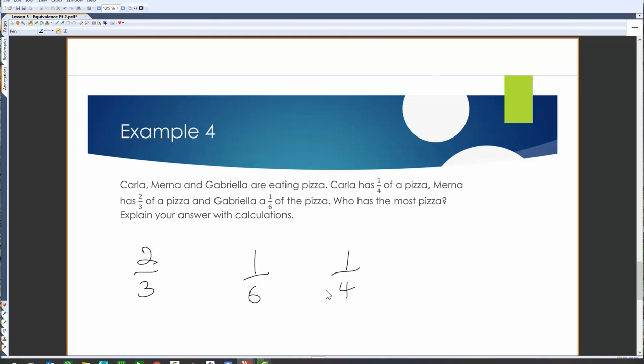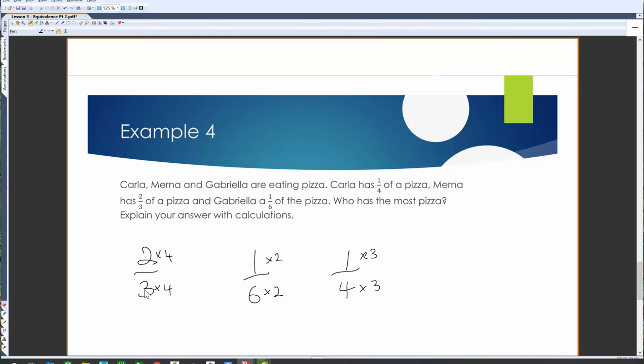So what I'm going to note here is in the denominators, I can find an equivalent or a number that all of these go into. So that's going to be 12. I'm going to multiply this by 3, multiply this by 2, and multiply this by 4. Now, to make equivalent fractions, you multiply or divide the denominator by the same amount. So I'm going to do the same thing to the denominator.